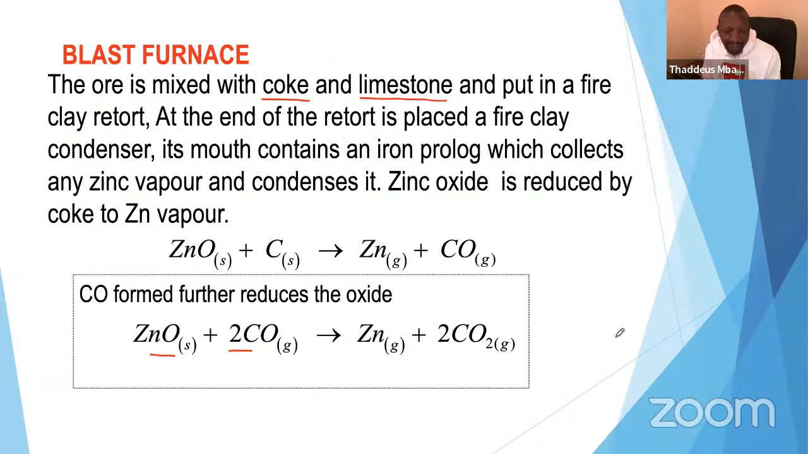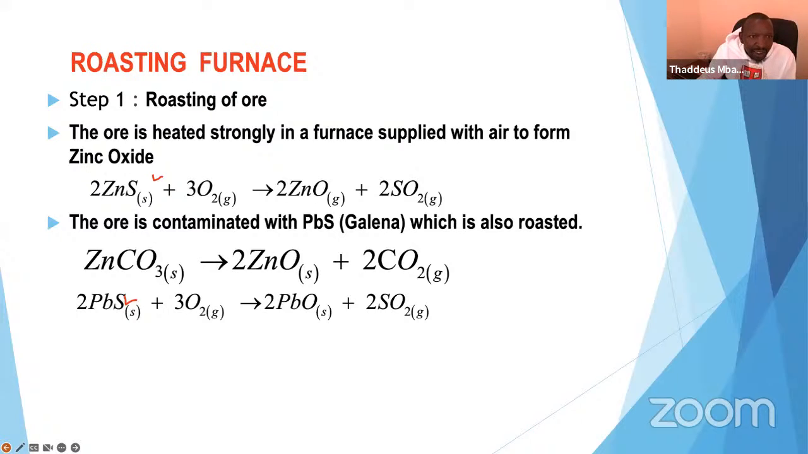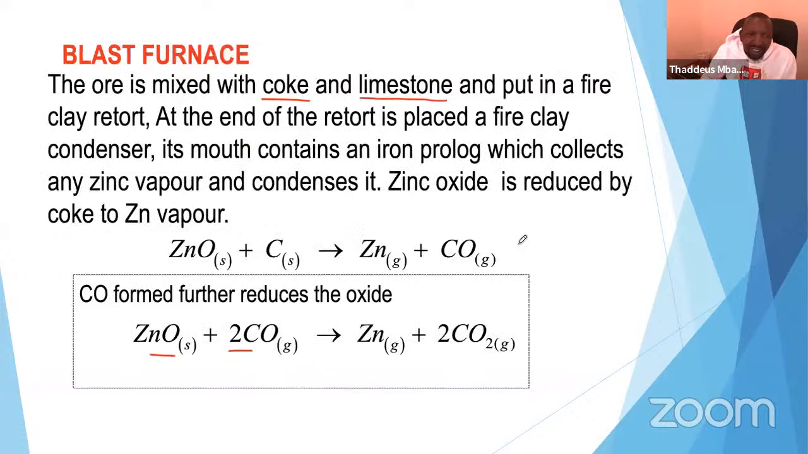So we have said now in the blast furnace, after we have the zinc oxide which has been roasted in the first reaction, in the presence of air, we now get zinc oxide. So remember the first reaction is the roasting furnace, whereby the ore is first of all roasted to get the corresponding oxide. Then the oxide can easily be reduced by carbon or carbon monoxide to form the corresponding metal. So these metals are simply extracted through a reduction process.